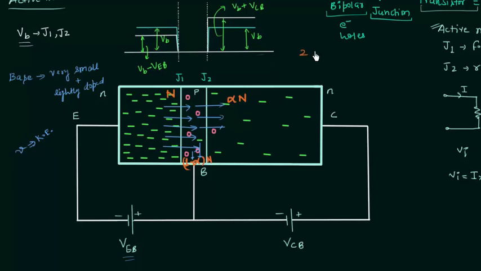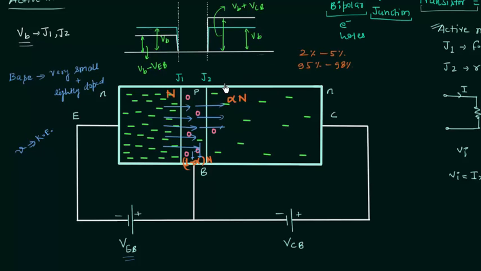Only 2 to 5% of electrons are combined in the base, and 95 to 98% of electrons are collected in the collector. Therefore, most of the electrons emitted by the emitter move to the collector. So this is what will happen when you forward bias the junction J1 and junction J2 in a bipolar junction transistor.